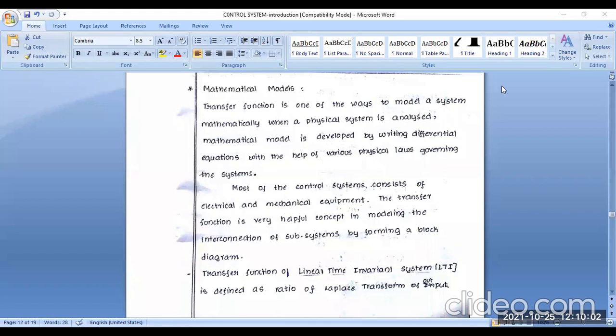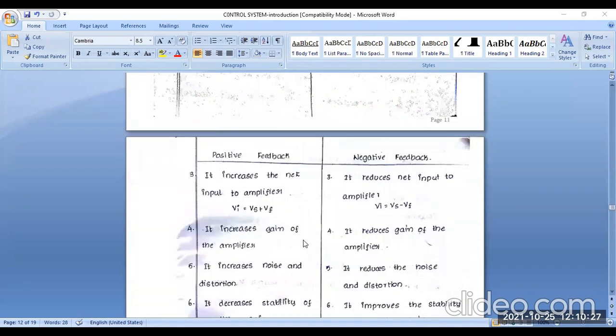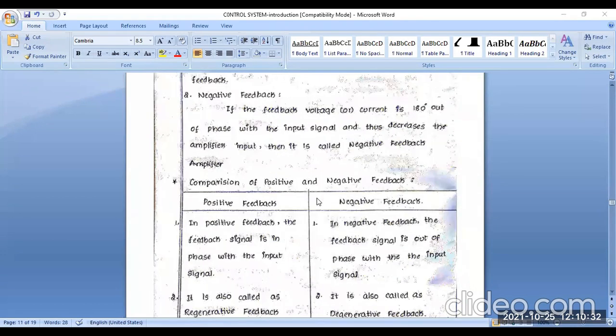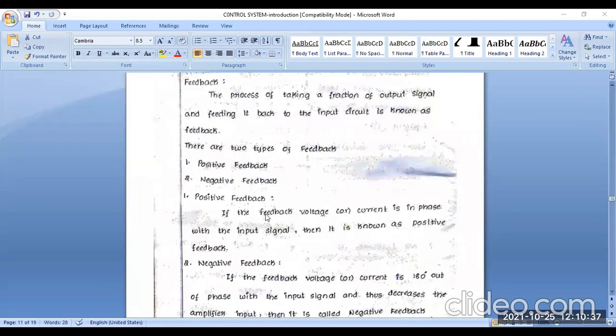Okay, so let's start. We have discussed in the last classes different types of control systems. We first classify them into two categories: the open loop control system and the closed loop control system. Another topic we have to learn is feedback systems. This feedback is also classified into two categories: positive feedback and negative feedback.